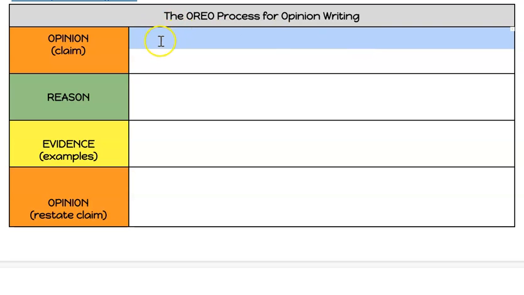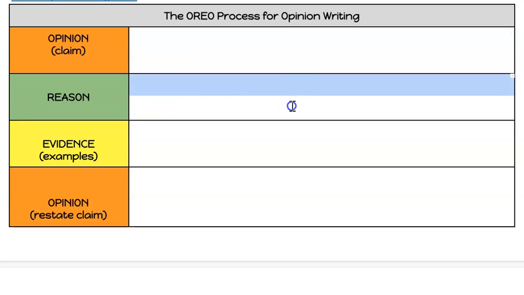And of course, once you've made a claim, you can't just make a claim without giving a reason. So what would be your reason? That goes in here. Now, how do you know that your reason is good enough? The way to do that, boys and girls, is to provide examples or evidence from the text.